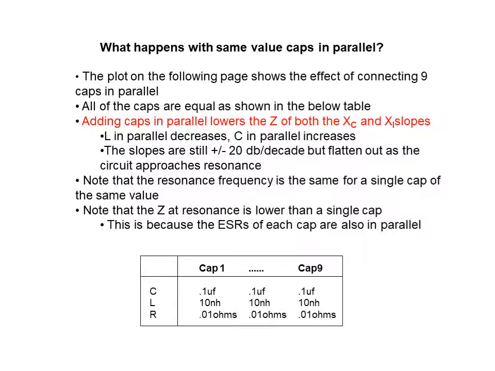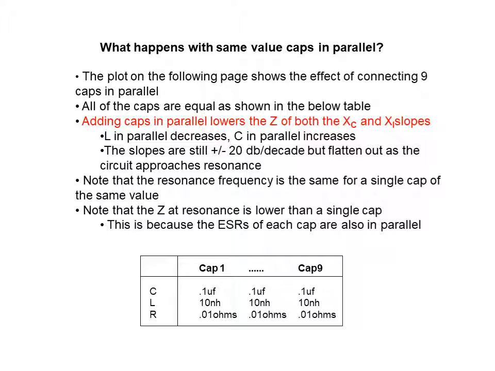Next, the third example: what will happen if the same values of caps are placed in parallel. The next plot shows the effect of connecting 9 capacitors in parallel, and all these caps are equal as shown in the table, cap 1 to cap 9 with a capacitance of 0.1 microfarad, inductance of 10 nanohenry and resistance of 0.01 ohms. All the caps have the same RLC values.